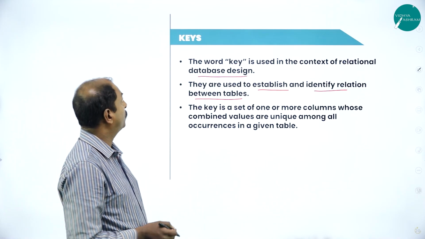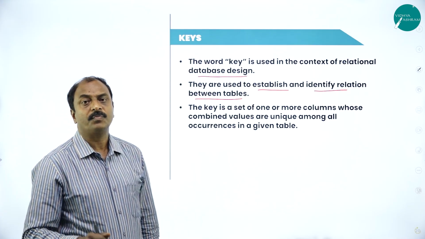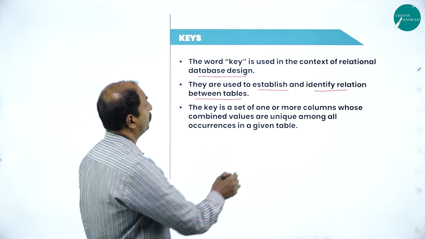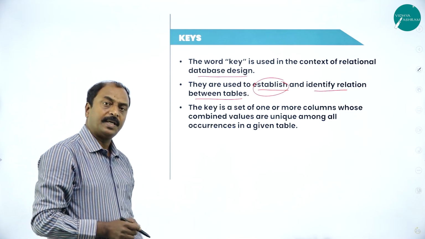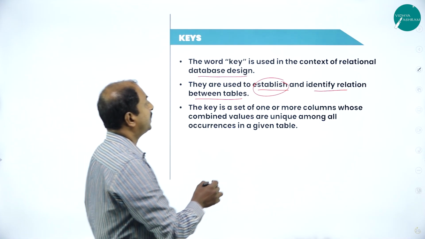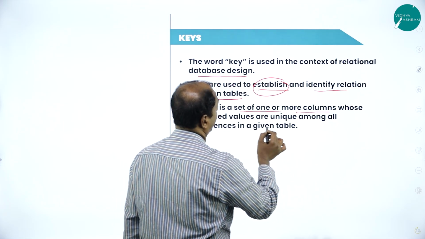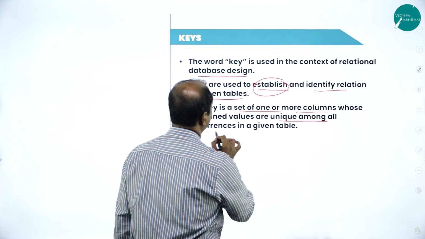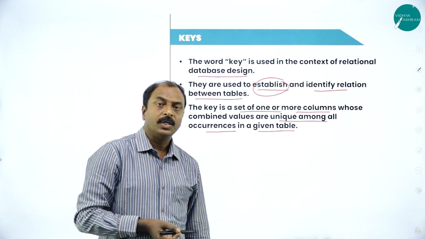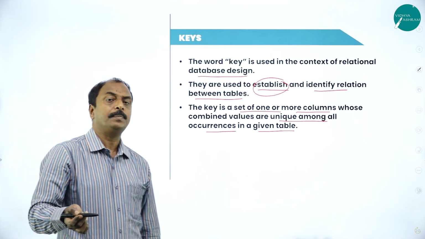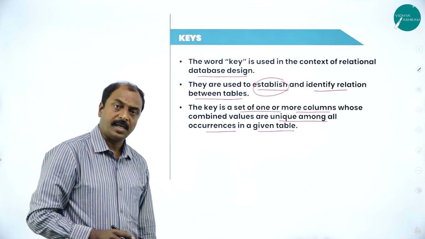in a database through keys. That is the advantage of keys. That is the purpose of using keys in a database. So it is going to establish the relationship between the tables. And the key is a set of one or more columns whose combined values are unique among all the occurrences in a table. So we can apply this key to either a single column or multiple columns, depending on the application. So this is a key.